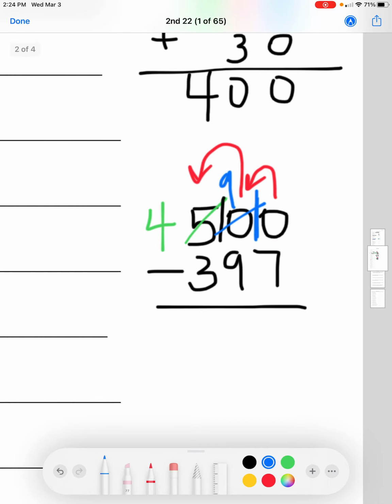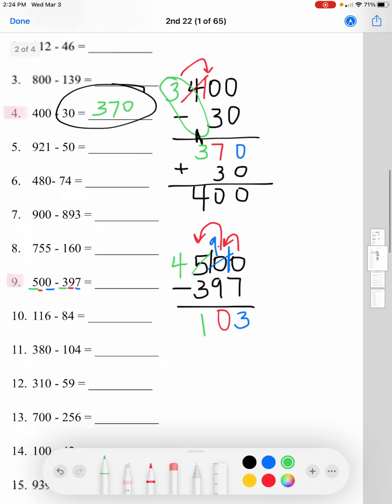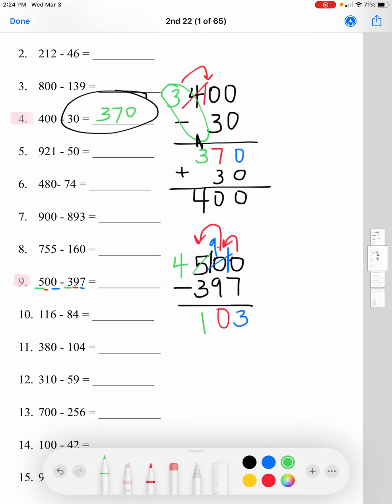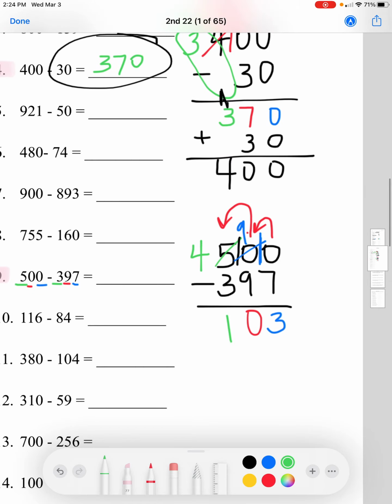So now we have 10 minus 7, which equals 3. Then if we look into the tens place, I'll use this highlighter, 9 minus 9 right here. 9 minus 9 equals 0. And then in the hundreds place, we have 4 minus 3, which equals 1. So the answer to 500 minus 397 equals 103.